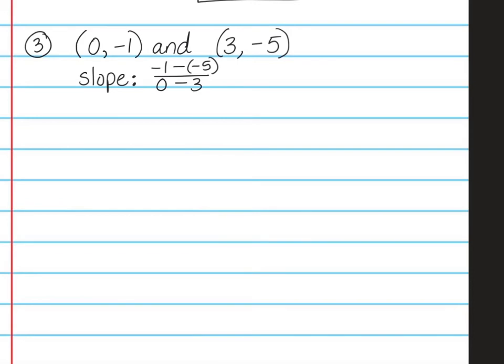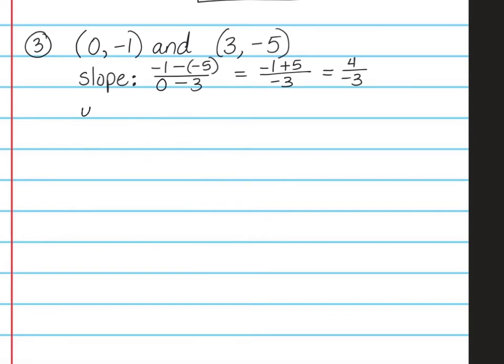Okay, so -1, and then we have a double negative. So I'm going to rewrite that as -1 plus 5. 0 minus 3 is -3. So that's going to become +4 over -3. So this is my slope, 4 over -3.